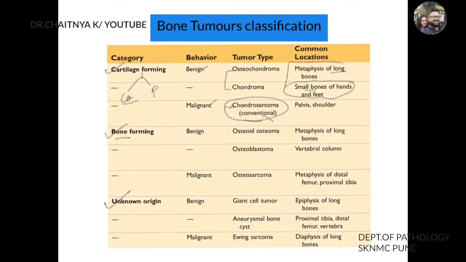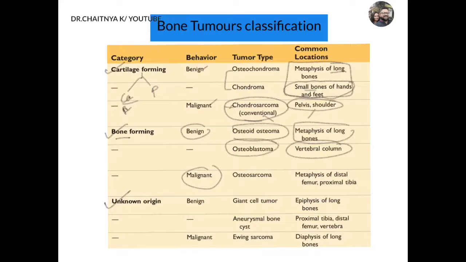Out of this, in the long bones and short bones, benign tumors can be seen, whereas in the central skeleton, that is the pelvis and the shoulder, you can see the malignant tumor, that is chondrosarcoma. In case of the bone forming tumors, there are benign and malignant types. In the benign tumors, both long bones and the vertebral column can be involved, that is osteoma and osteoblastoma. The next one is the malignant, and again it is in the long bone.